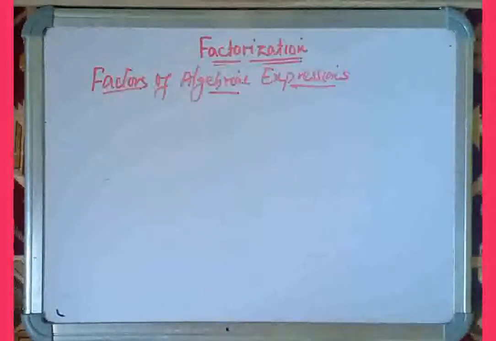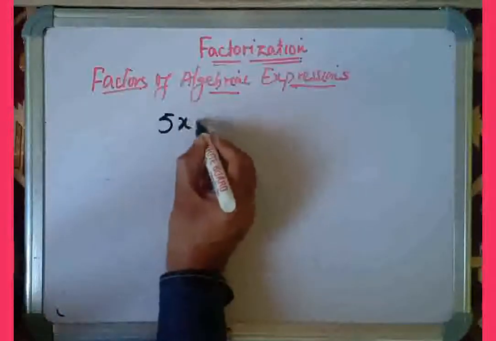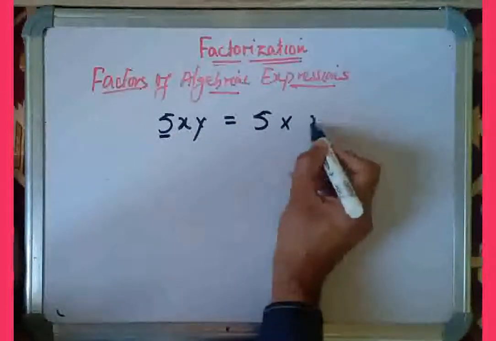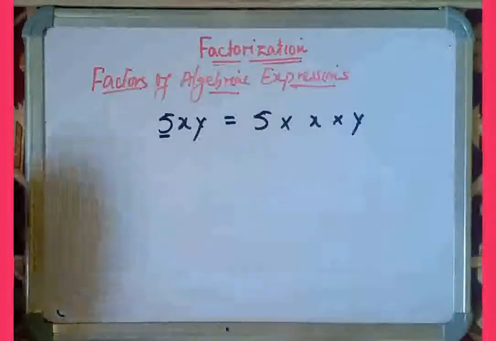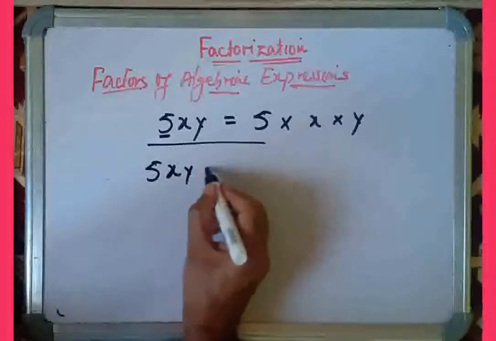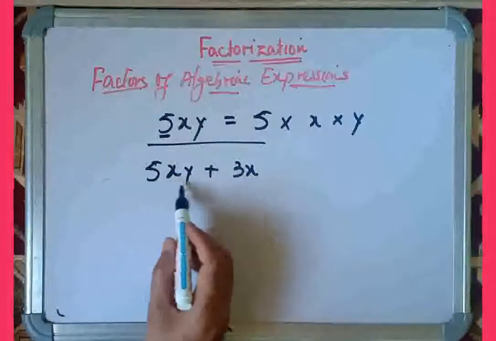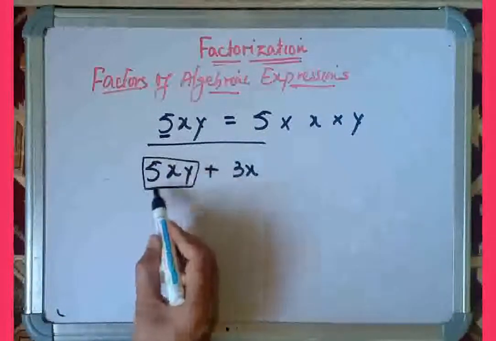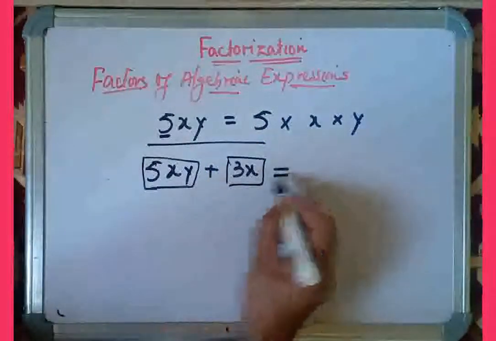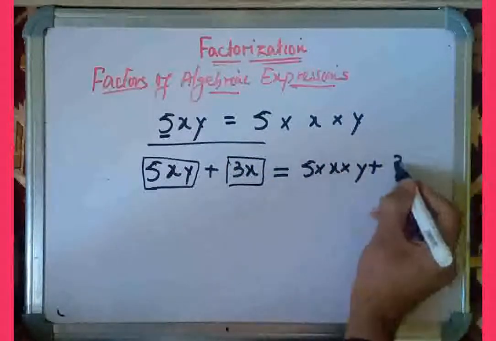If you are given an algebraic expression, you have to find the factors. Say, for example, I will write down an algebraic expression, pi x y. This is an algebraic expression. So its factors are pi into x into y. Now the expression is like this, pi x y plus 3x. What we have to do is find the factors of each term. This is the first term of this algebraic expression, and this is the second term. So its factors are pi into x into y plus 3 into x.